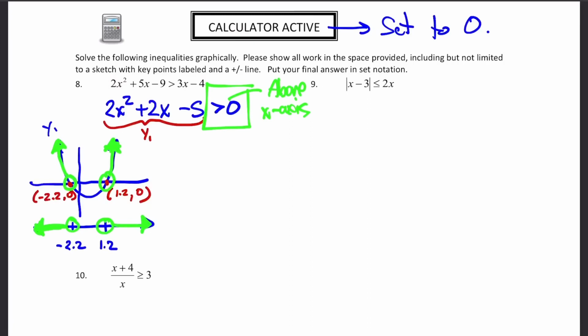How do you write that as an inequality? Well, it's pretty simple. You do x is less than -2.2 or x is greater than 1.2.